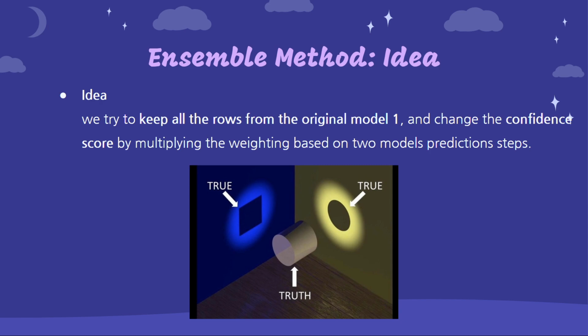But how? The idea is keeping the rows from model 1, which is the better model, and changing the confidence score by multiplying a weight based on how close the two models' prediction steps are. In other words, we mainly base it on the result from model 1, and the intersection part has a higher confidence score.